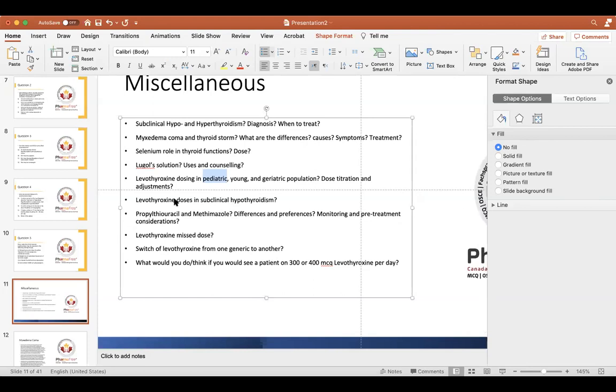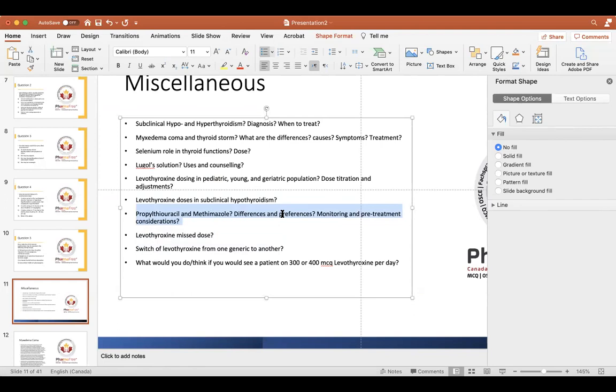Okay. Levothyroxine dose in subclinical hypothyroidism, we say that it's 1 microgram per kilogram. Okay, propylthiouracil and methimazole, differences and preferences. Which one is preferred over the other one? And what type of monitoring or blood work are we doing for both?